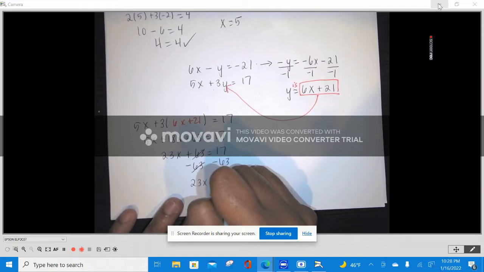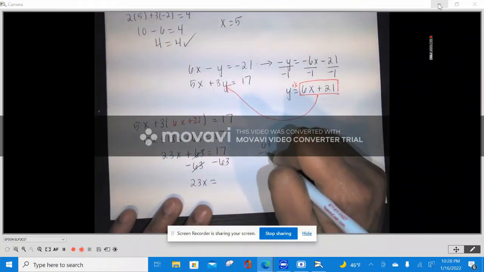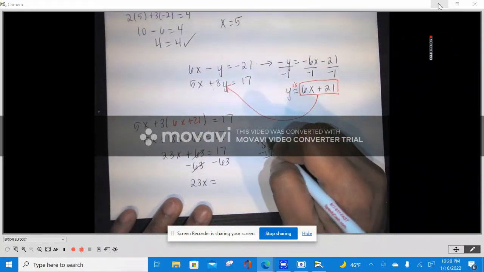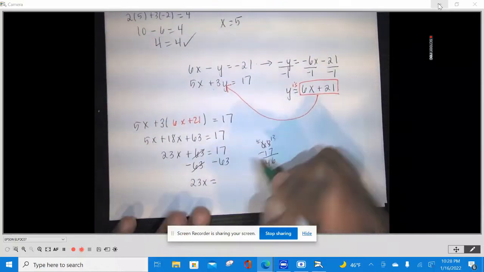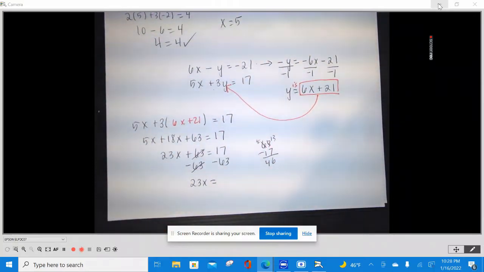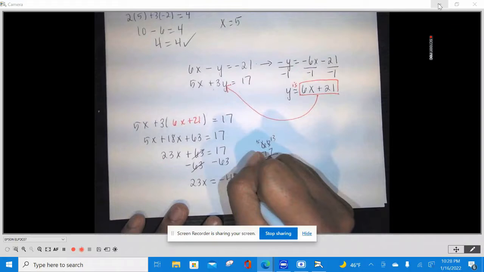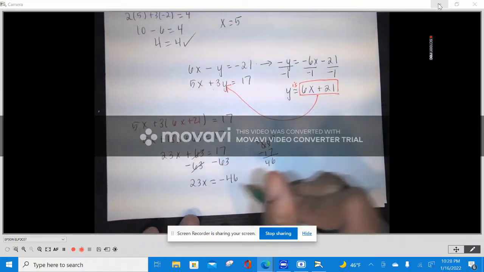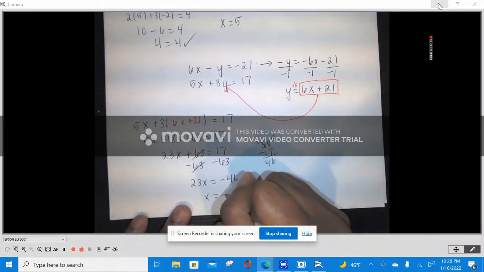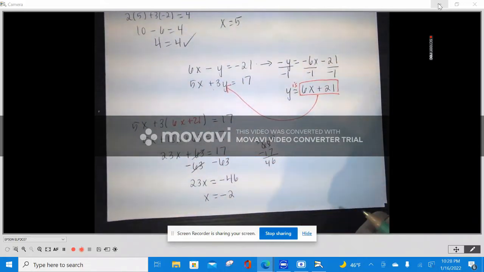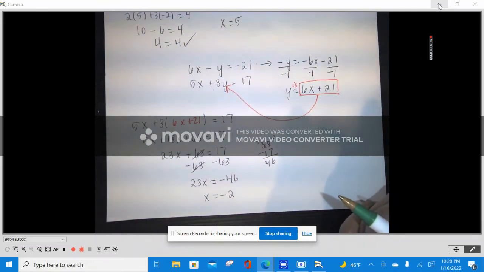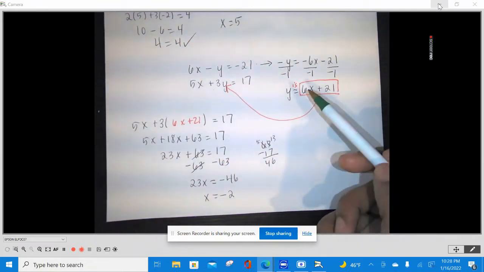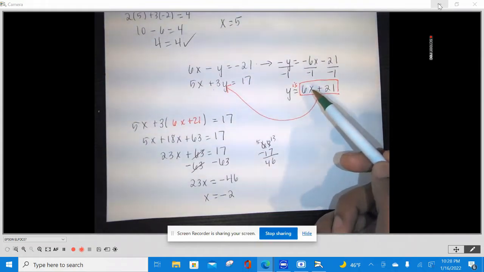So 23x is equal to 63 minus 17, which is going to be 46. But it's going to be a negative 46, because I got to subtract and keep the sign of the bigger number. When I divide 23 into negative 46, x is negative 2. Okay, so now that I have x is equal to negative 2, I'm going to plug negative 2 for x in right here and solve for y.